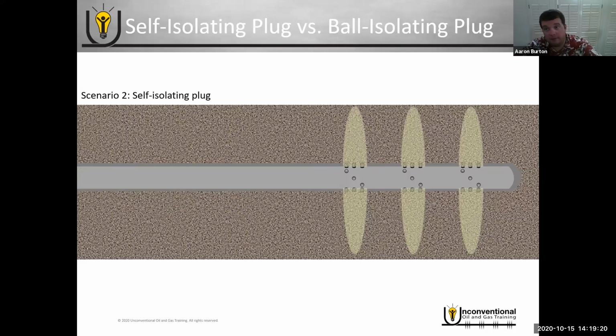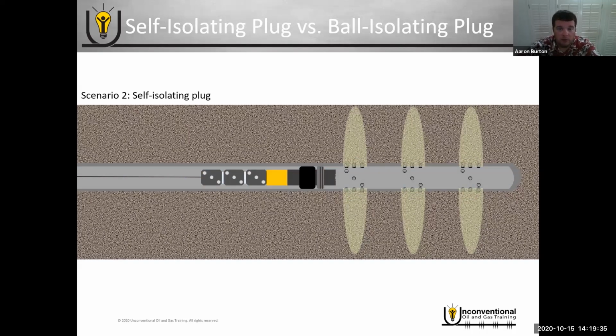But as we all know, not everything goes perfectly and as planned in the field. So let's look at another scenario where it doesn't go quite as smoothly. In this scenario, we'll start again with the self-isolating plug, pump it down hole. Once we get to the intended depth, an electric signal sets the plug, we pull away with the wireline, and because it's the self-isolating plug, we can pressure test.